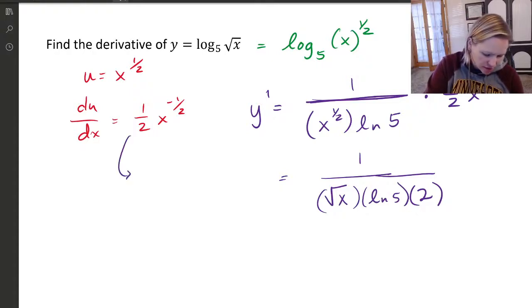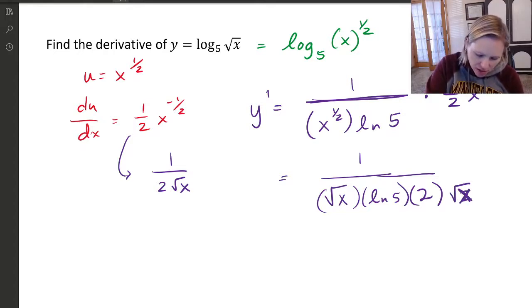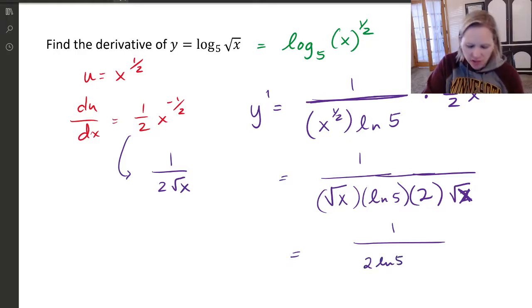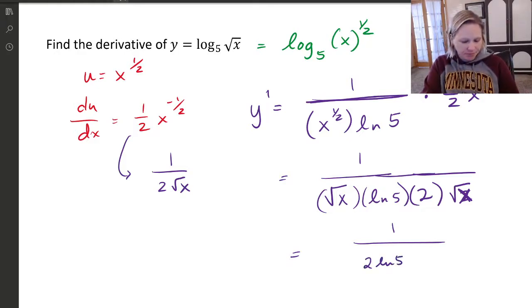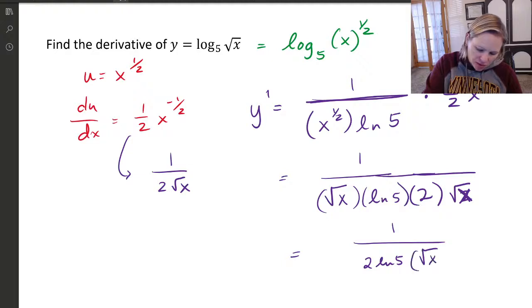Well, if I rewrite this, it becomes 1 over 2 square root of x. So technically, I have another square root of x in the bottom. So let's go ahead and clean this up. We have 1 over 2 natural log of 5, and then square root of x times square root of x. Well, it's just going to be x in this case. Technically, it's the square root of x being squared. So really, we need to be careful about that anytime we square root and all that good stuff. But here it's just going to be just x.